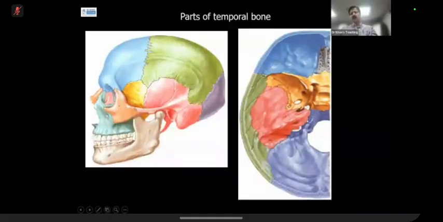Now, if you see here, the petrous temporal bone forms a synchondrosis, and in this synchondrosis it is joining the occipital bone, and it is joining the sphenoid bone. So there is a joint here.